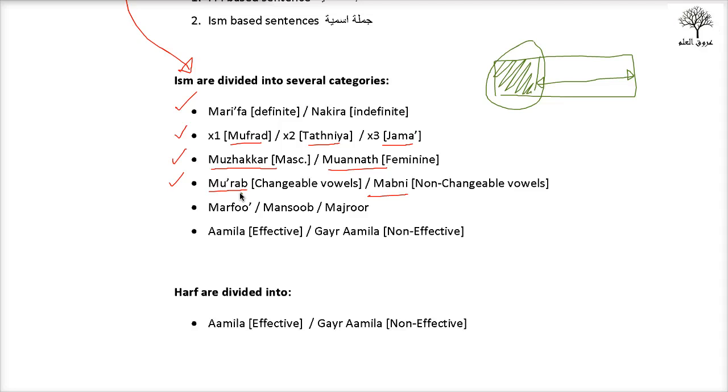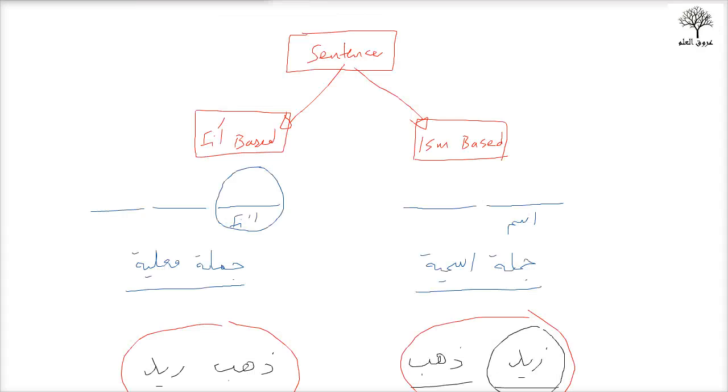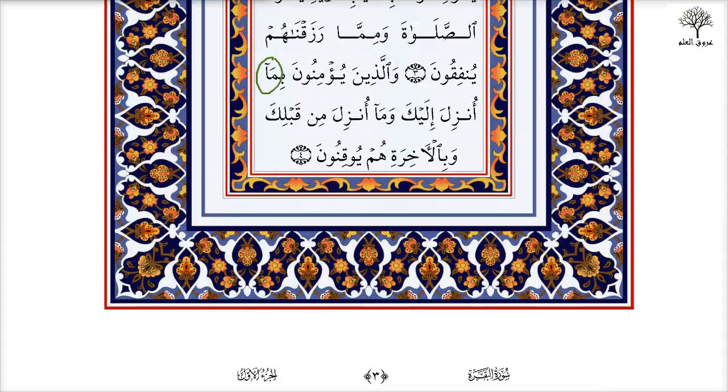Mu'rab is words, nouns that are changeable, and mabni are nouns which are non-changeable, i.e. they're always fixed. Next, we're going to be looking at marfu, mansub, majrur. These are probably new to a lot of people, and they are basically states of words in a sentence. The easiest way I can explain it is this: any sentence contains words. Let's say, for example, I said ذهب زيد. This sentence contains a noun.